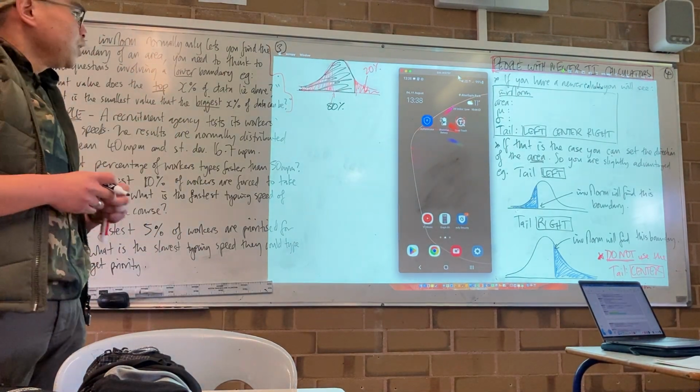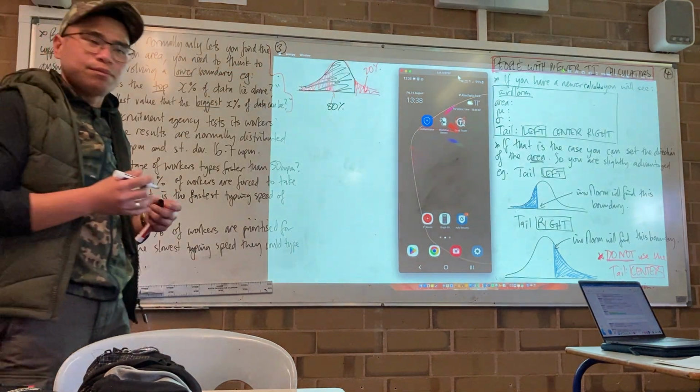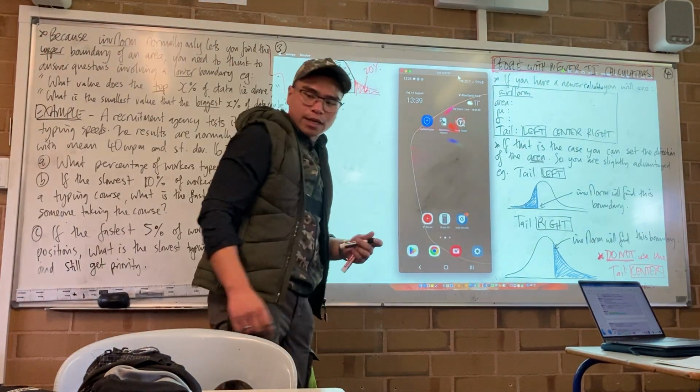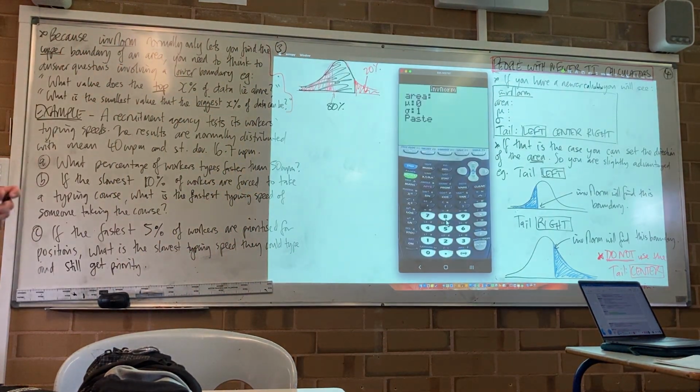You sort of need to rework the question for yourself if you have an older calculator, okay? If you have the little tails thing, you'll be fine. You can get around that, but most people don't have that calculator. So what I'll do is, let's go through an example together.